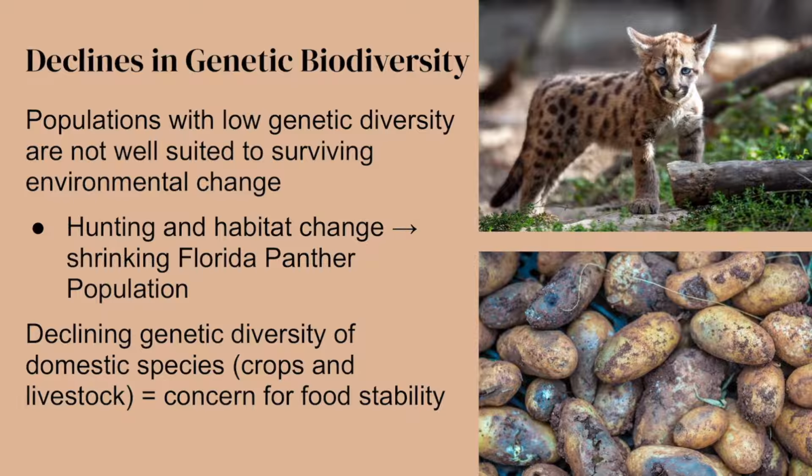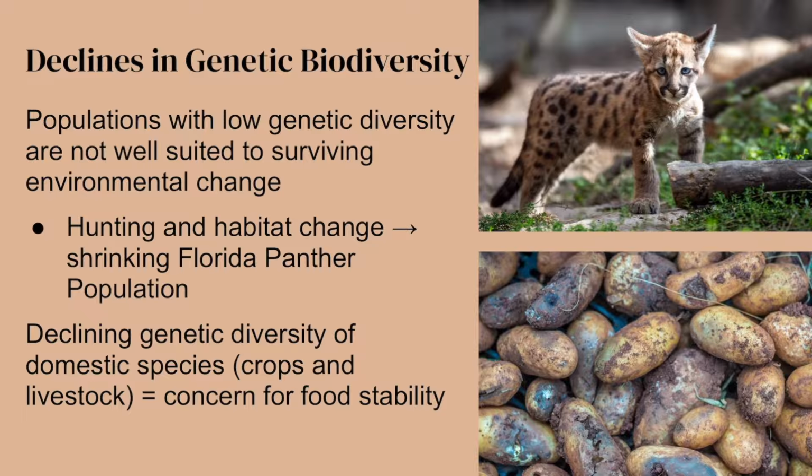One example of this vulnerability is the Irish potato famine. So in the 1840s, farmers in Ireland were planting primarily one variety of potato. A fungus was introduced into Ireland. It was called potato blight. Unfortunately, the variety of potato that was planted was susceptible to this fungus.